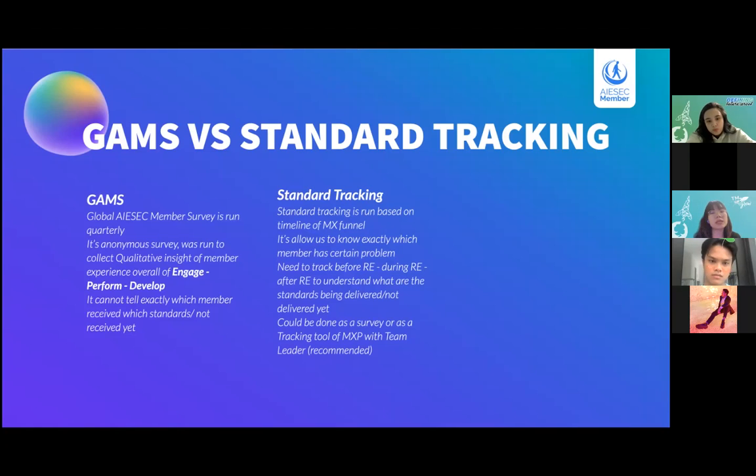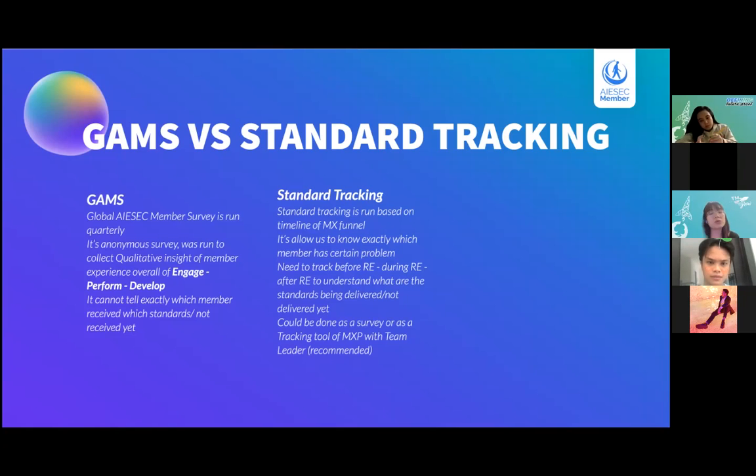And of course, if you are tracking in this way, it's not going to be a very visible survey. It's not anonymous, because it allows us to know exactly which member, which name, in which team has received a certain standard or not, so that we can track it before the real life, during real life, and after the real life finishes, so that we can understand which kind of standard was delivered and what the NPS is. And besides this, you can also track further things, not just the fulfillment and NPS.